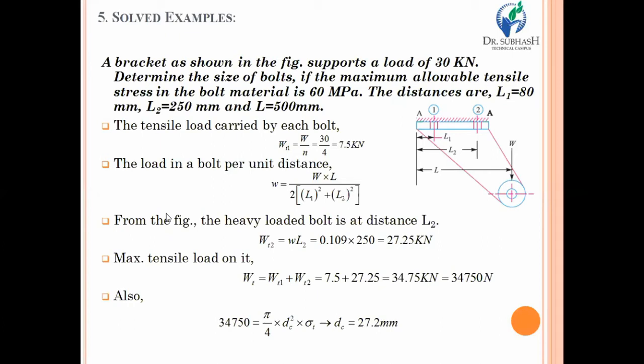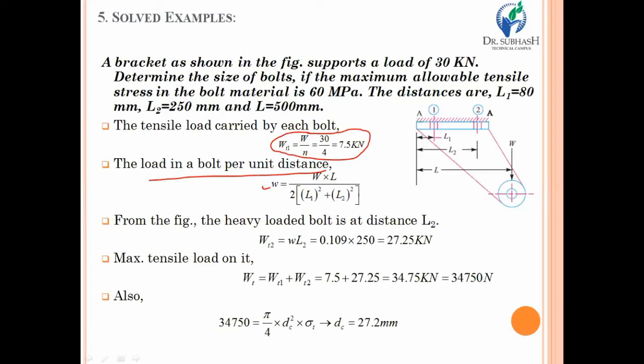Distances L1 and L2 are 80 and 250 mm respectively. And the distance of the external loading from the tilting edge, that is capital L, is also given, and that is equal to 500 mm. So first of all, as we discussed in the previous theory, you need to calculate the tensile load carried by each bolt, and that is always equal to the total load upon the number of bolts that you are using. So by putting in the values, the tensile load on each bolt becomes 7.5 kilonewton. Now the load in a bolt per unit distance can be calculated by using that relation. Small w is equal to capital W into L upon 2 L1 square plus L2 square.